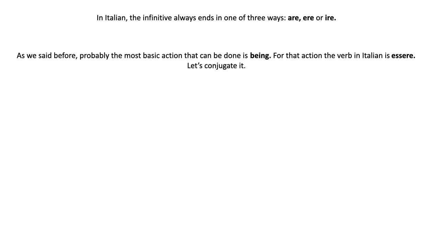Now, we also said that the most basic action that can be thought about is being, right? In English, for that action, we have the verb to be. The verb we use in Italian is essere. Okay? Let's pronounce that. Essere. Notice that it has a double S there, so let's do it a little longer and with a little pause. Essere, right? Essere. What does essere mean? It means to be, right? It is the infinitive of that verb. Essere means to be.